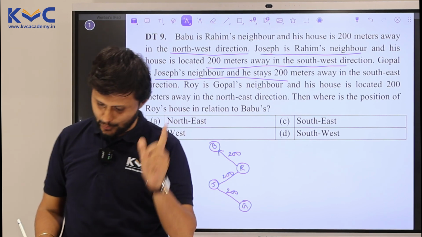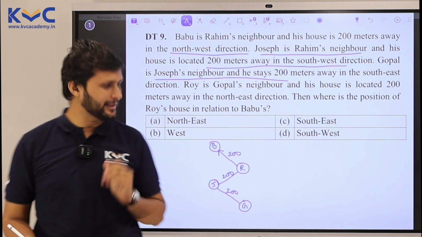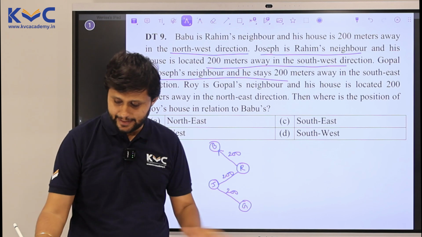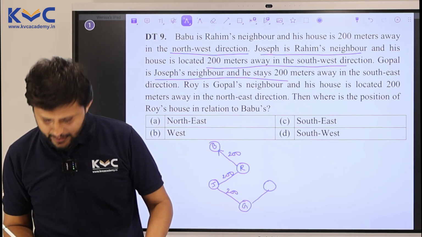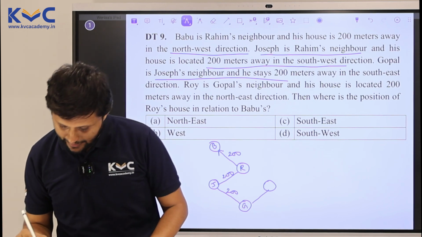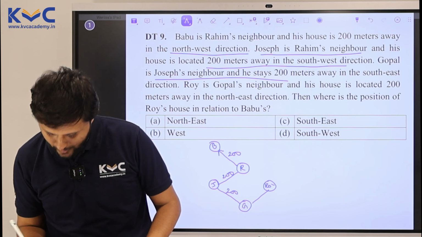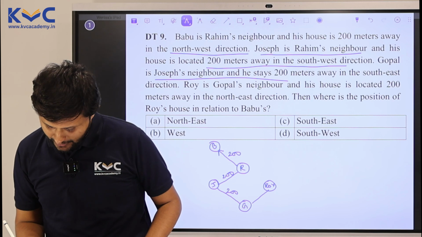And Roy is Gopal's neighbor and his house is located 200 meters in the northeast direction. North means straight up. East is right side. Okay, so we have over here. And what is his name? He also has the initials R, but I will write it in full, R-O-Y. Roy.